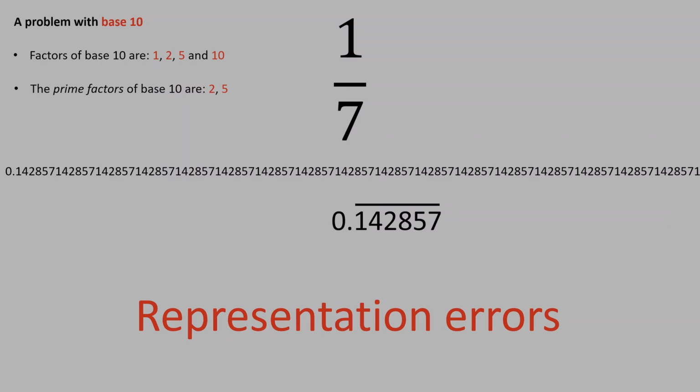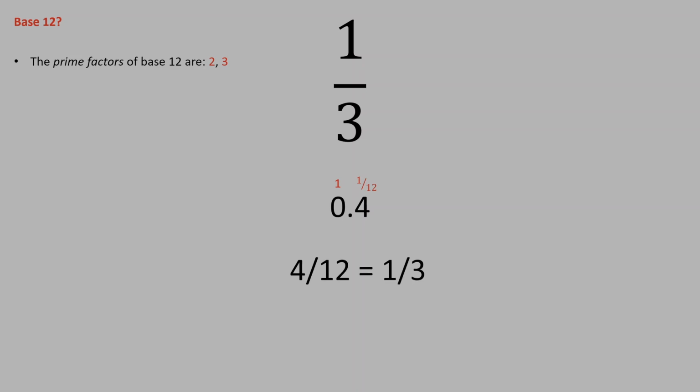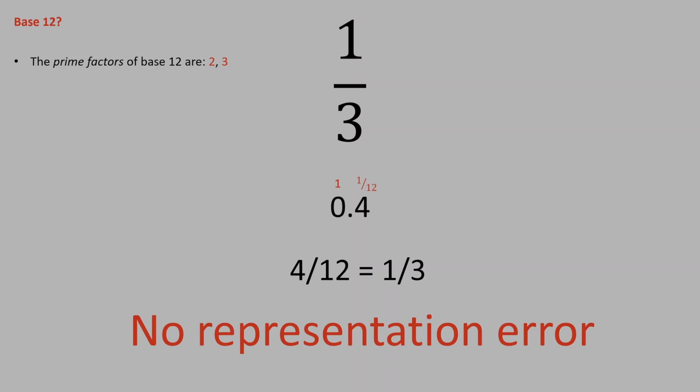Now, if we were to use base 12 to represent 1 over 3, it would work out perfectly fine. In fact, there's the representation. No repeating decimal places. So just a reminder, in base 12, that would be the units column before the decimal point, and then the first fractional part would be 1 over 12. And if we actually do the math there, that comes out as a third. So 0.4 in base 12 is an exact representation of 1 over 3, of a third. So in this case, we would say that this base number has no representation errors when it comes to this particular fraction.